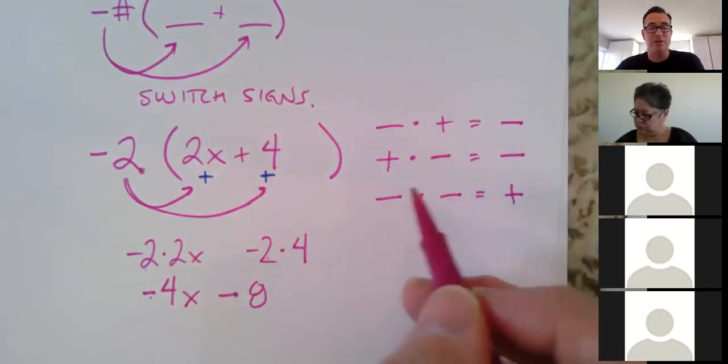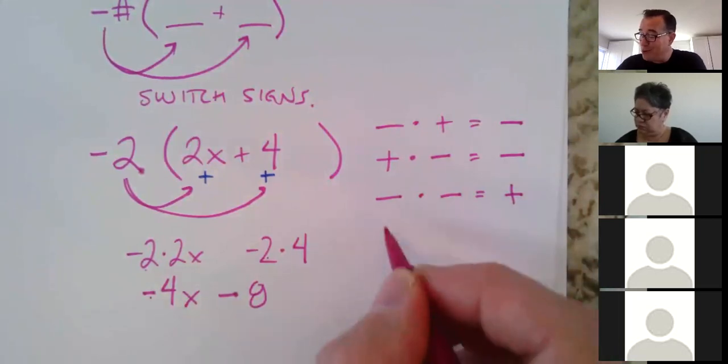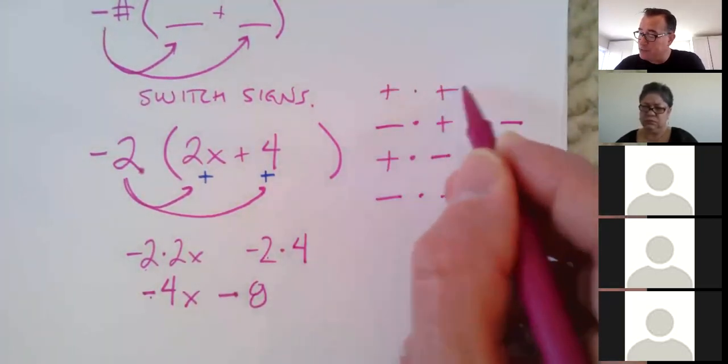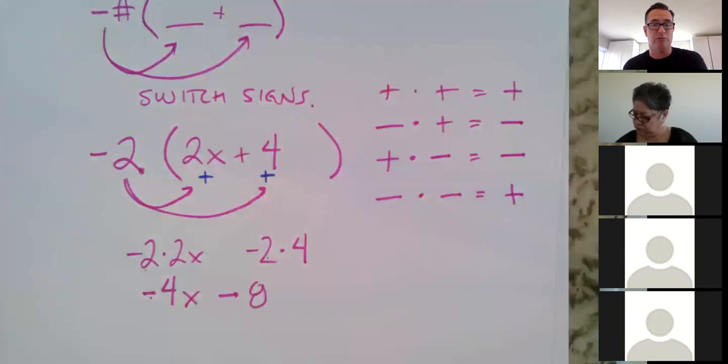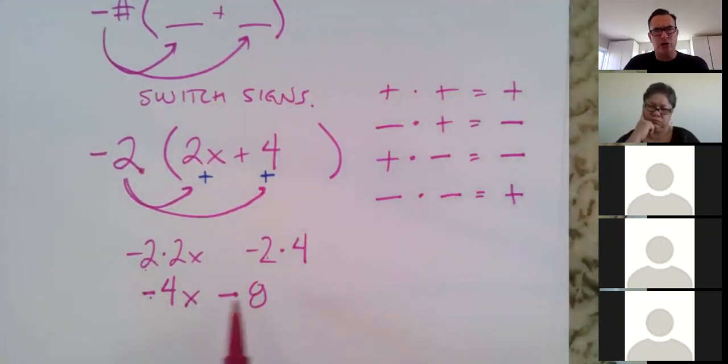The other one that we already know, if I have two positives, it'll be a positive. That's just regular multiplication. Okay. So that's the reason why they're both negative. Now, are those like terms?